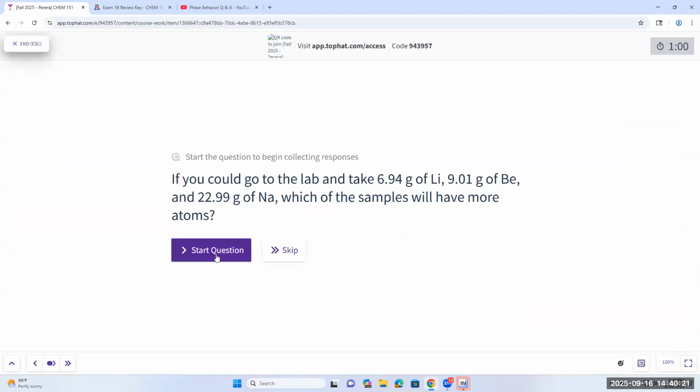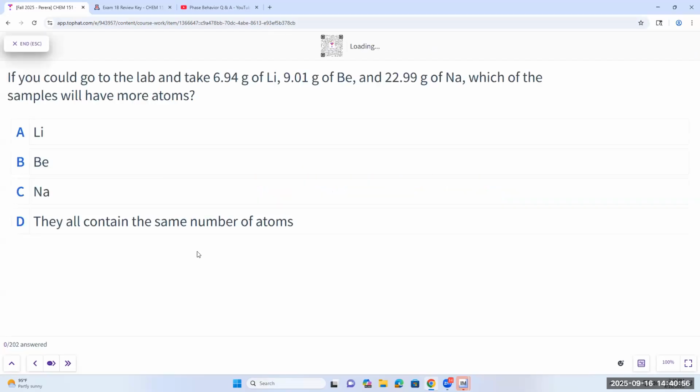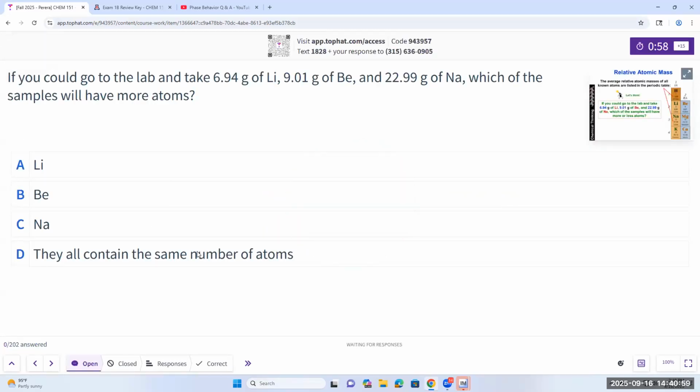So let's say that you went to the lab and measured 6.94 grams of lithium and 9.01 grams of beryllium and 22.99 grams of sodium. My question is, which sample do you expect to have more atoms? By the way, these are the relative atomic masses of each of these elements. You are taking the gram amount of that. That's what you've done here. Okay, so I'll open the question. And then I'm going to interrupt you again in about 30 seconds to force you to think about something.